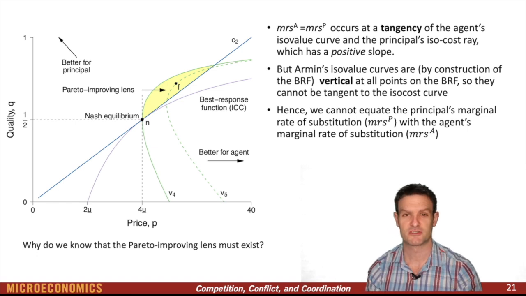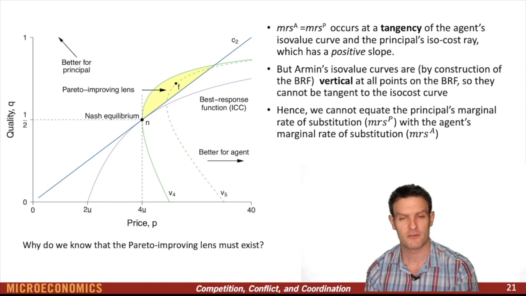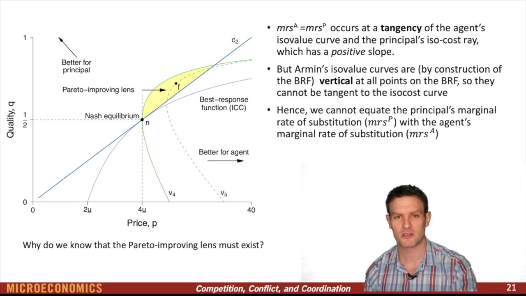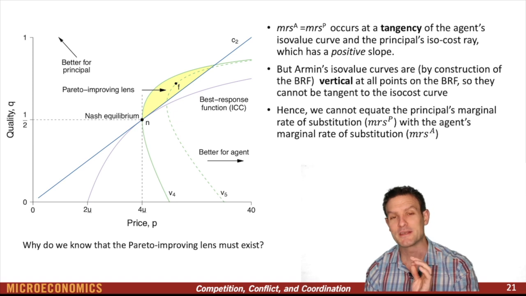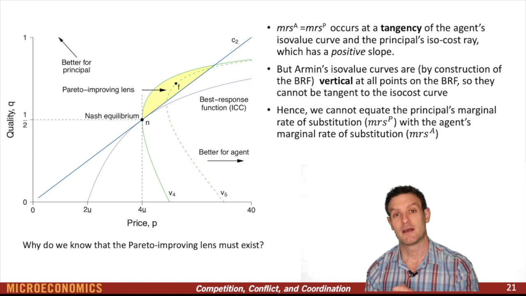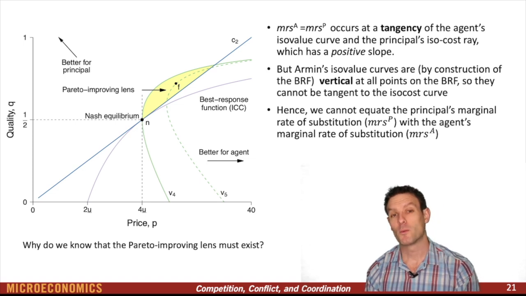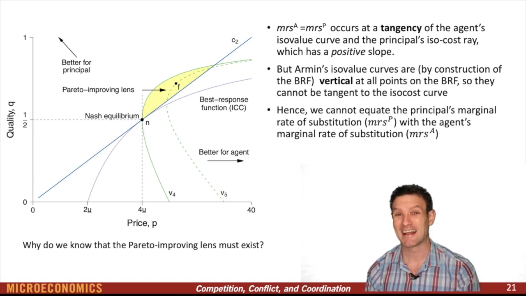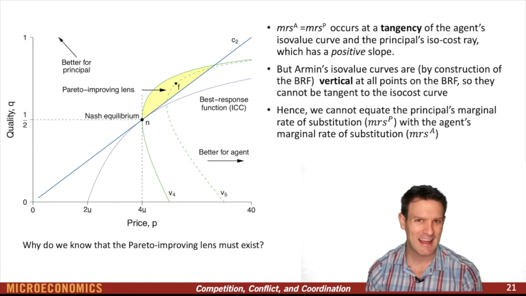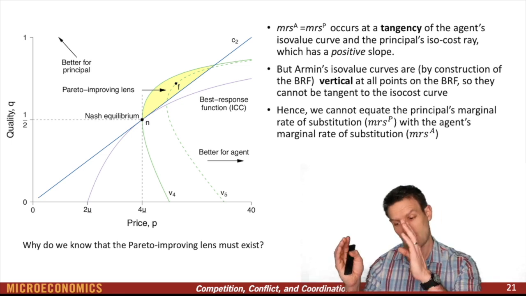So the points that just came up are summarizing what I just said. Armand's isovalue curves are, by construction of the best response function, vertical at all points on the best response. So we cannot equate the principal's marginal rate of substitution from her isocost rays to the marginal rate of substitution from the isovalue curves, if we're thinking purely of points along the best response function. But what we do see is that the Pareto improving lens exists because the Pareto improving lens shows us all alternative points to the Nash equilibrium given by the isovalue curve.